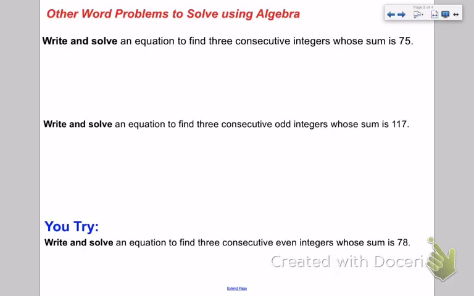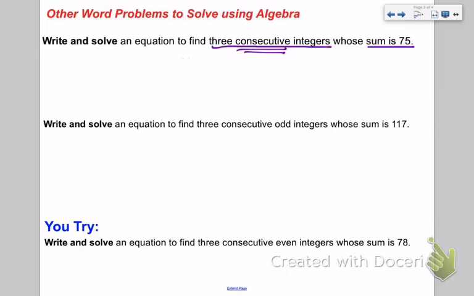So if we look at the first question, it says write and solve an equation to find 3 consecutive integers whose sum is 75. So there's a lot of important words in there. When we think of the word consecutive, we think in a row. A consecutive integer, if I said I had the number 2, the next consecutive integer would be 3, the next one would be 4, then 5, then 6, then so on. But this time we don't know what the integer is. It doesn't tell us what it starts with.